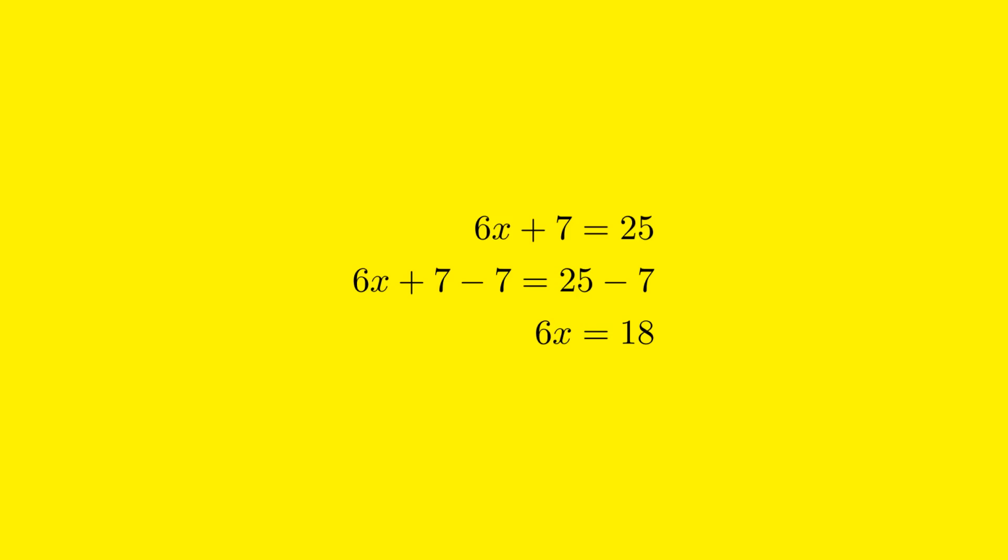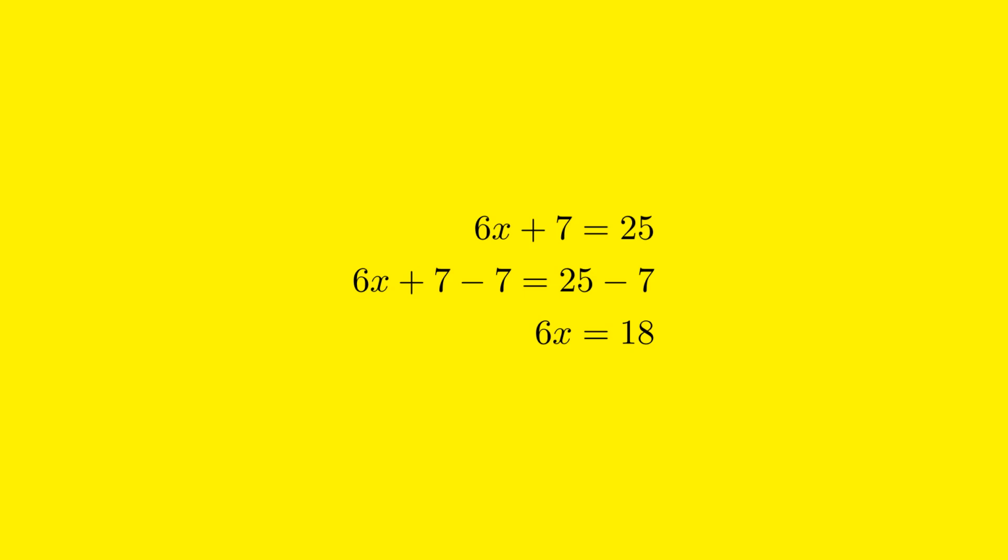To solve for the variable x in the equation 6x plus 7 equals 25, we need to isolate x. First, let's understand the given equation. 6x plus 7 equals 25. We want to get x by itself on one side of the equation.